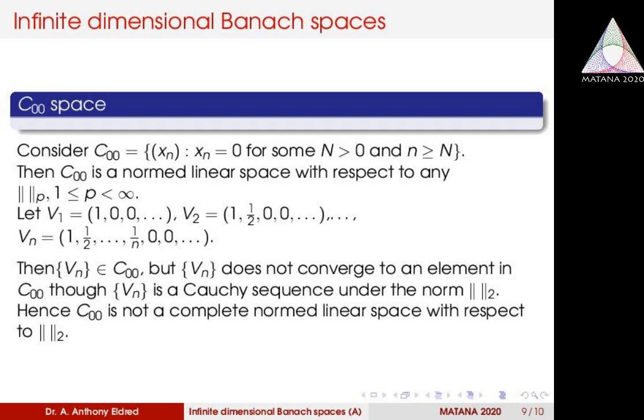But what will be the limit of this sequence? The limit of this sequence is nothing but the sequence 1 by n. The sequence 1 by n will be the limit of the sequence vn, but we know that 1 by n is not a member of C naught naught, because 1 by n is a sequence converging to 0, but the tail is not 0. The tail of the sequence 1 by n will not be 0, therefore 1 by n is not a member of C naught naught, and therefore C naught naught is not a complete metric space.